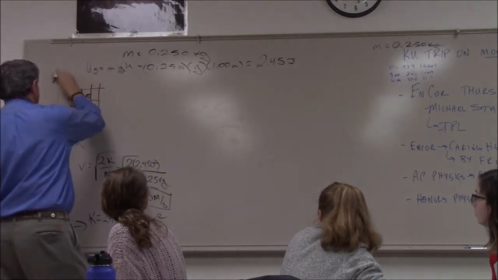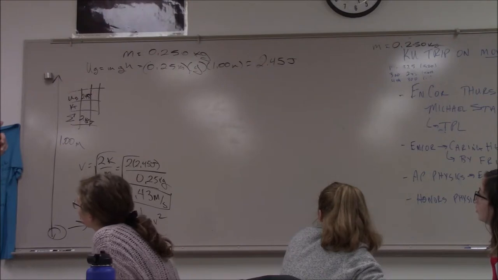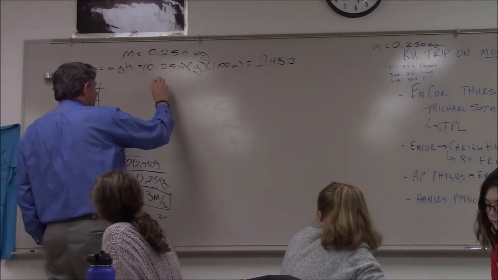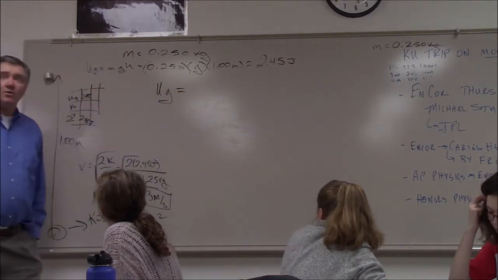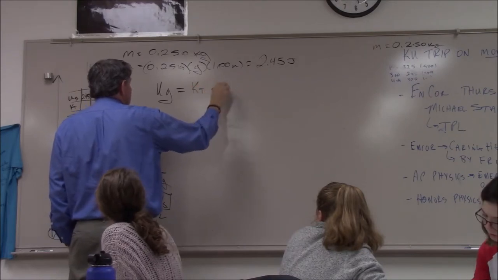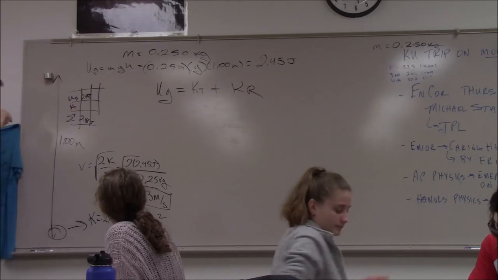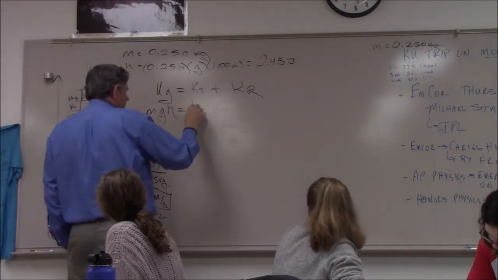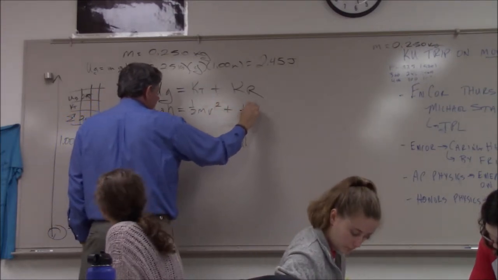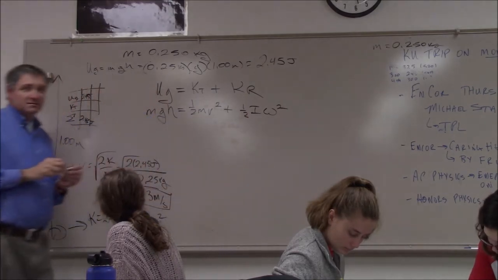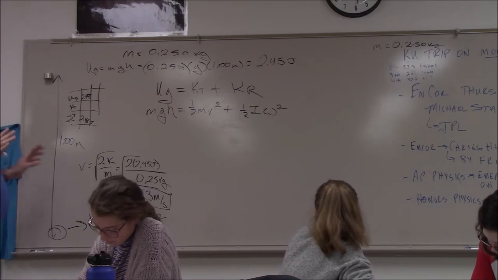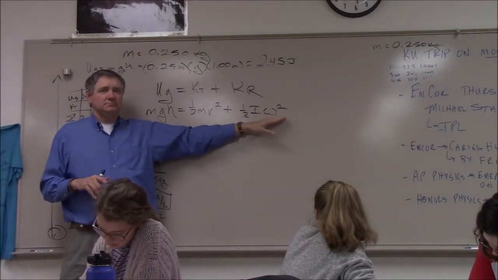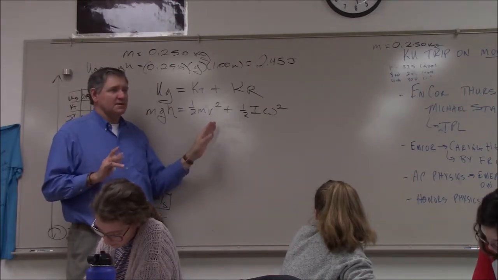Now when it rolls, what types of energy does it have? Rotational. Kinetic. But do I still start with the same amount of energy? Yes. Okay, so we're going to get a little clever. UG is going to equal KT plus KR. UG is mgh, KT is 1/2 mv squared, and KR is 1/2 I omega squared. But as this thing rolls, it's going to be pretty difficult to measure omega.